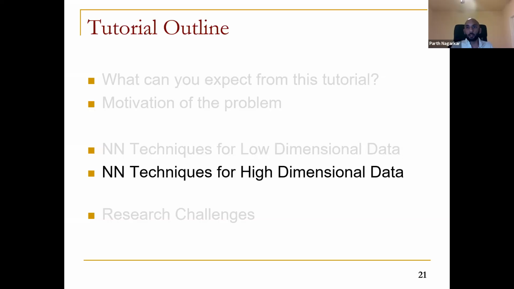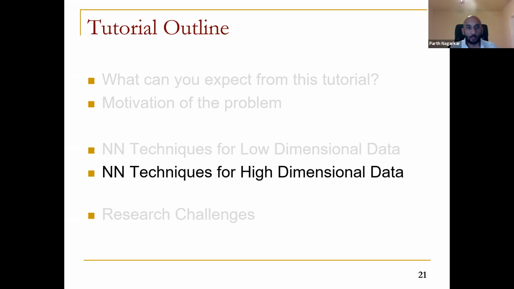Thank you, Arnab, for introducing the traditional nearest neighbor techniques for low dimensional data. But sorry, one more question. How do we fight the curse of dimensionality here?